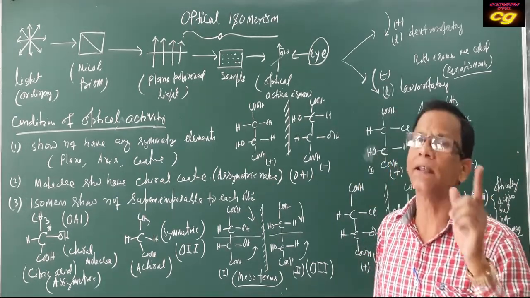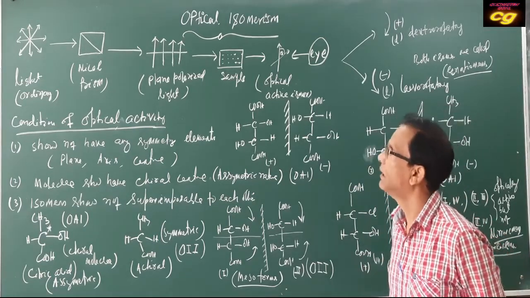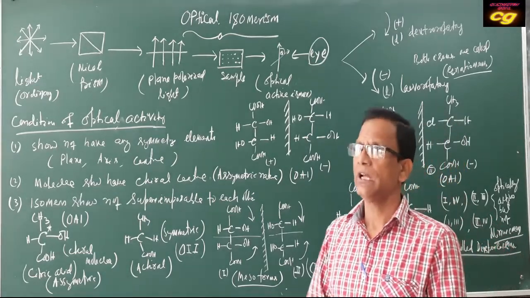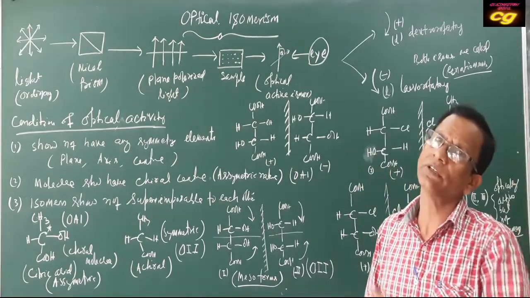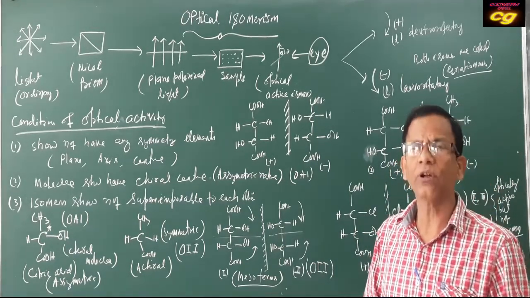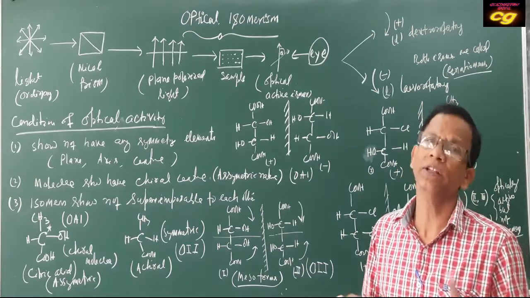Plain polarized light is passed through the sample of the substance. Then the nature of the solution changes. When the light passes through the solution of optically active isomers, it rotates the light. Which light? Plain polarized light, to different directions.